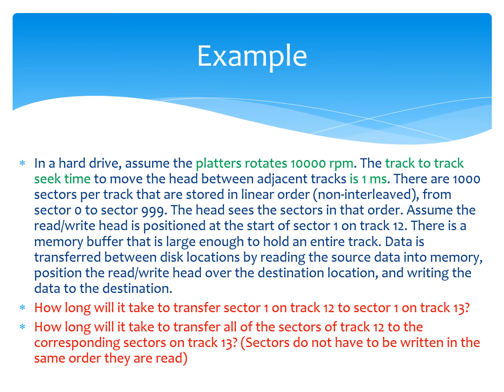Assume the read-write head is positioned at the start of sector 1 on track 12. There is a memory buffer that is large enough to hold the entire track. Data is transferred between disk locations by reading the source data into memory, positioning the read-write head over the destination location, and writing the data to the destination.